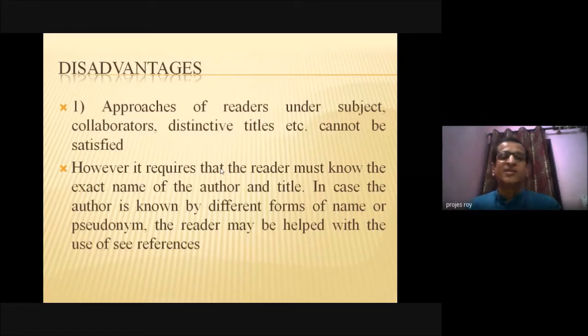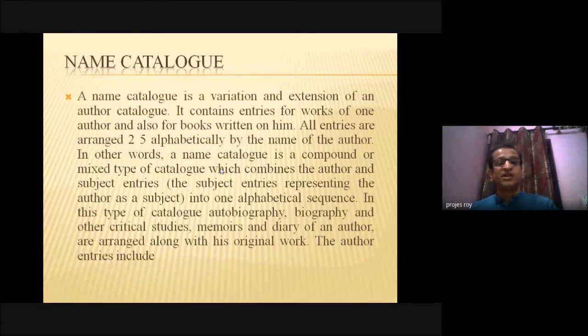The name catalog is a variation or extension of the author catalog. It contains entries for the works of one author and also for the books written on him. So all entries are arranged alphabetically by the name of the author. In other words, the name catalog is a compound or mixed type of catalog which combines the author and the subject entries into one alphabetical sequence. In this type of catalog, autobiography or biography, other critical studies, memoirs and diaries of an author are arranged along with the original work.